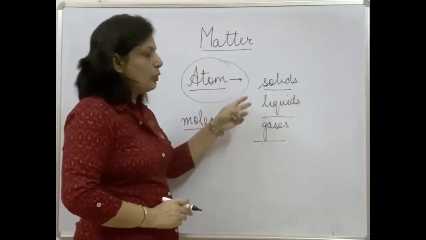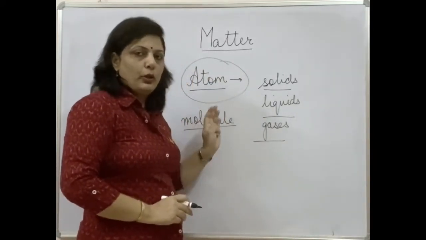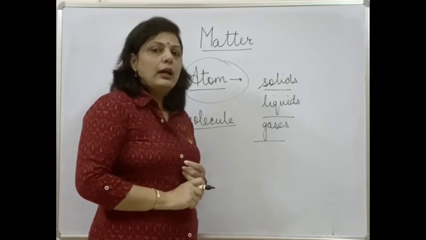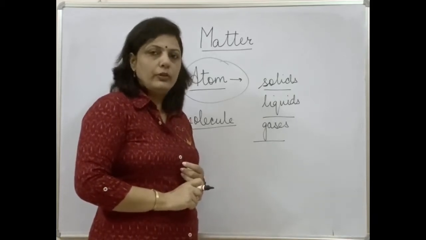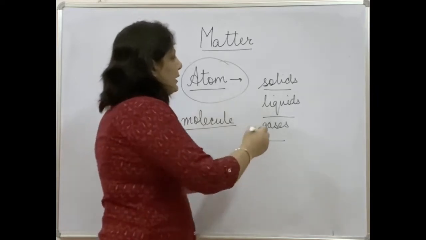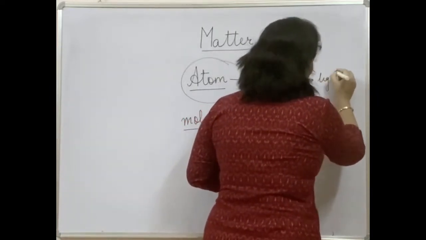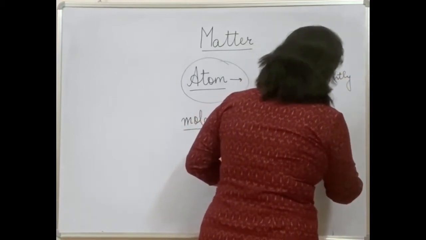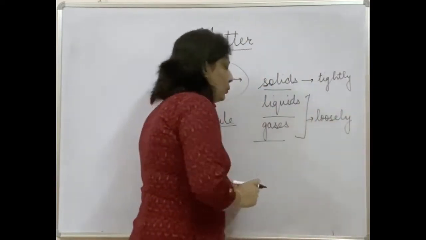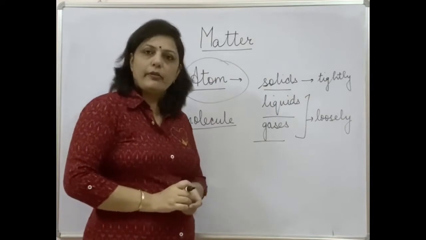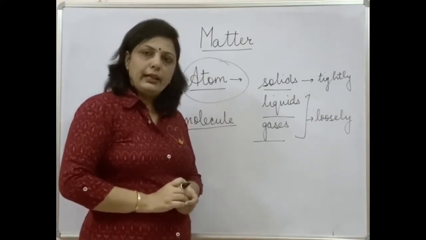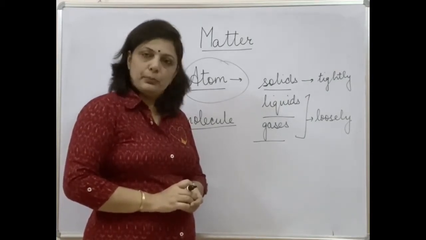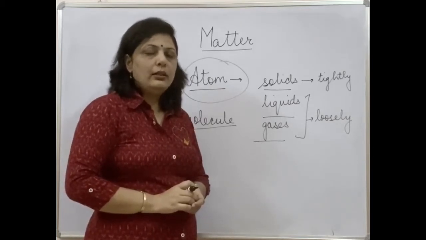Now why am I talking about these states when I am talking about atoms or molecules? Because atoms or molecules will have different patterns of arrangement in solids, liquids or gases. Like in solids, they will be very tightly packed, whereas in liquids and gases, they will be loosely packed. Because they are loosely packed in liquids and gases, they will also show random motion. Means they can move in any direction, whereas in solids, they will not move at all. They will remain at their fixed positions when the substance is in solid state.